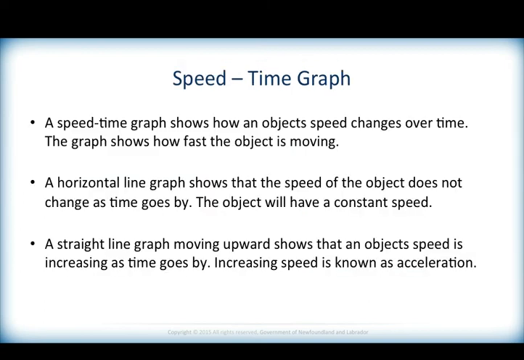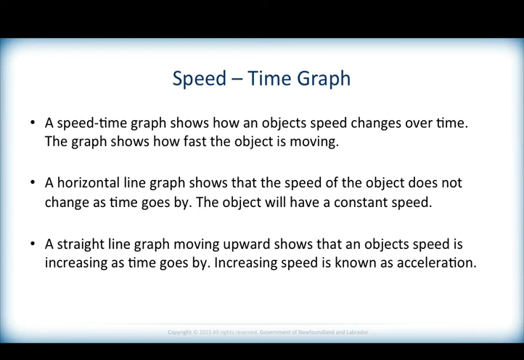And then we have a speed time graph. A speed time graph shows how an object's speed changes over time. The graph shows how fast the object is moving. A horizontal line graph shows that the speed of the object does not change as time goes by. The object will have a constant speed. So anytime you have a horizontal line, the time continues, but the speed doesn't change.